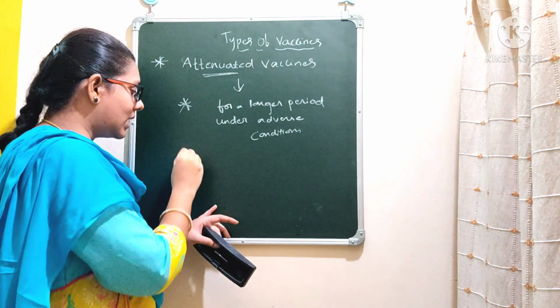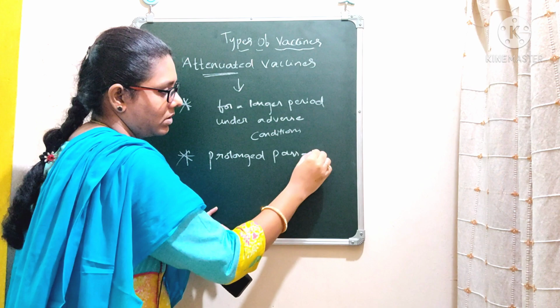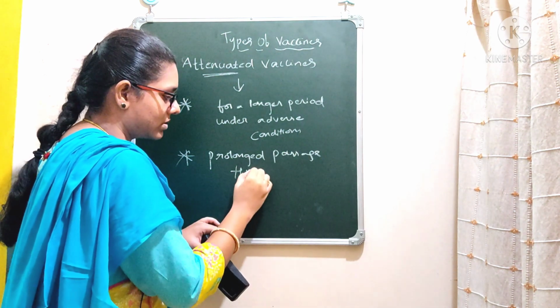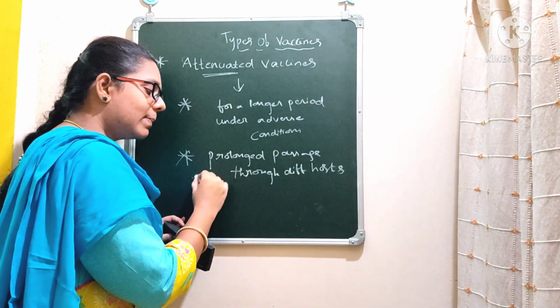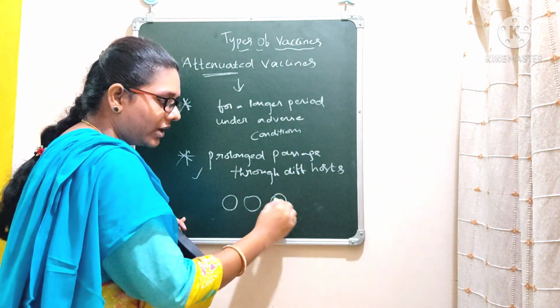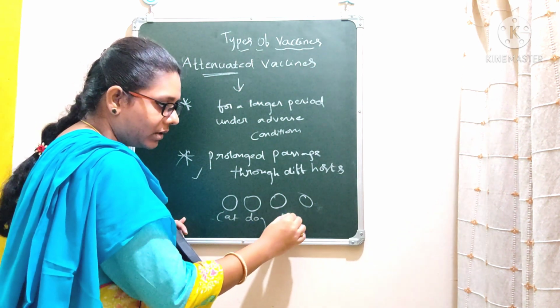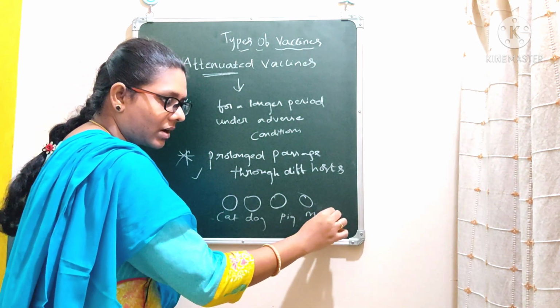Or we can go by another method, like prolonged passage through different hosts. Prolonged passage through different hosts. That means we are going to use different hosts like cat, dog, guinea pig, or we can use mouse or rat, whatever.